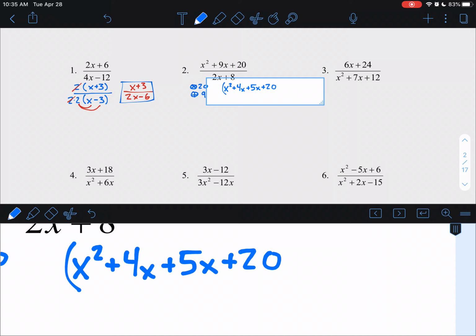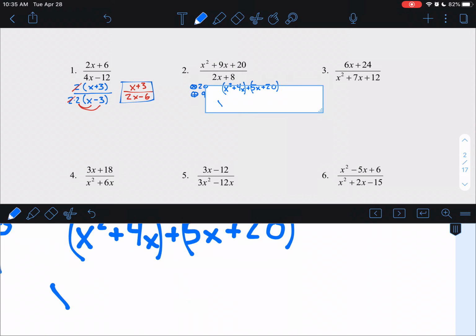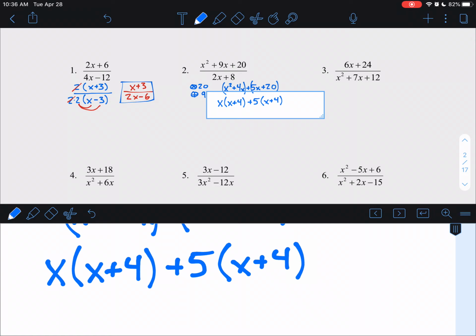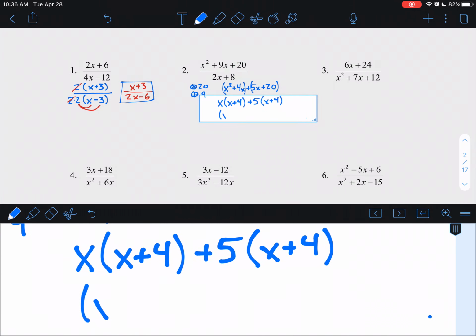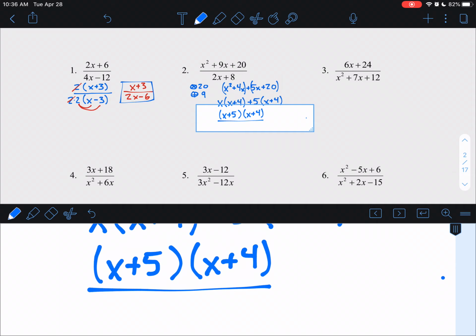And then I'm going to group x squared and 4x, the GCF. I pull out the GCF, it's just going to be x times x plus 4. And between 5x and 20, the GCF is going to be 5. So I got plus 5 x plus 4, which means the 2 factors of x squared plus 9x plus 20 are x plus 5 and x plus 4. So there is the numerator. It's just x plus 5 times x plus 4.